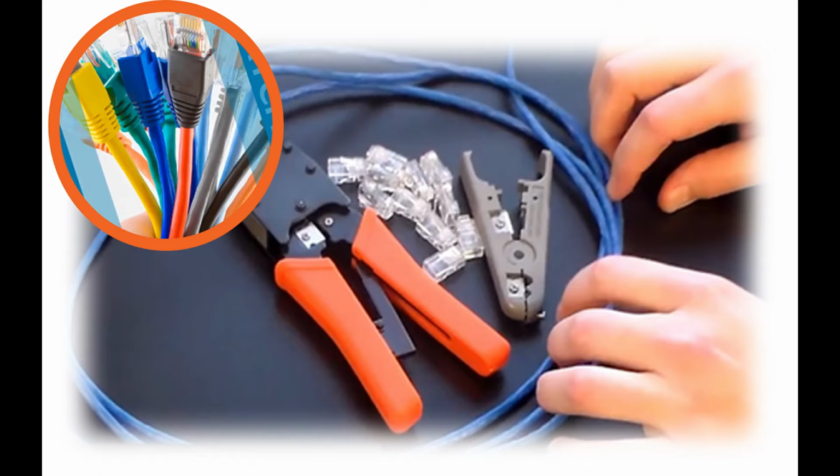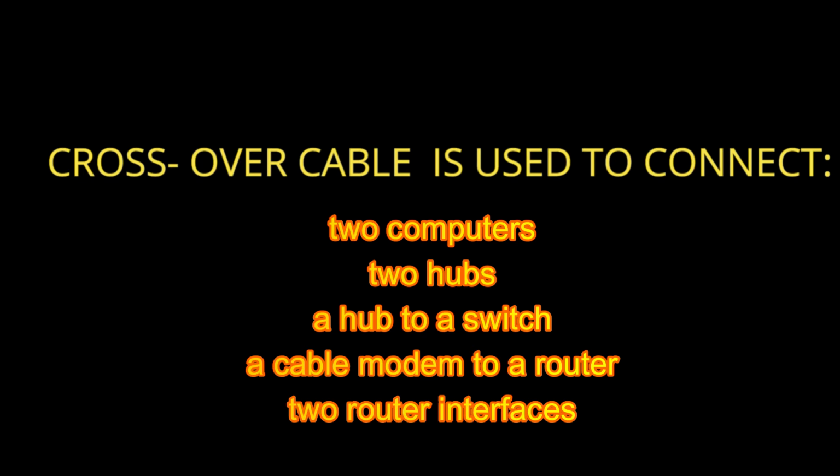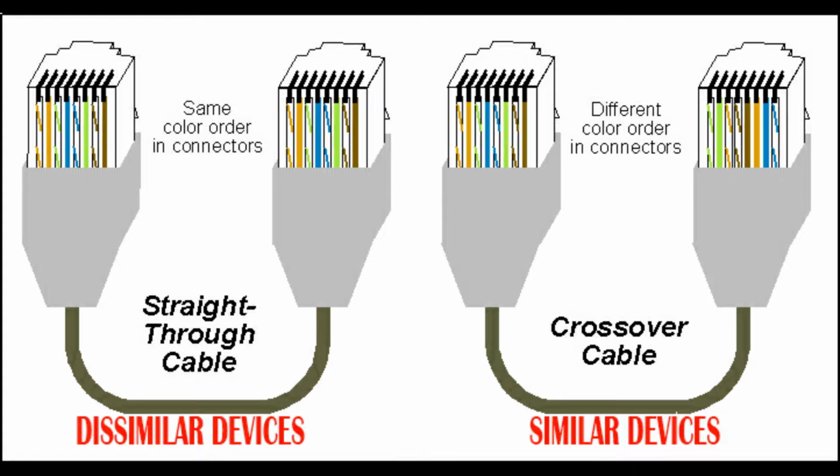So those are the things that you need to remember in making a straight-through and crossover cable. And in addition, a crossover cable is used to connect the following devices. For example, two computers, two hubs, a hub to a switch, a cable modem to a router, and two router interfaces. So please be reminded that straight-through cable is used in connecting dissimilar or different devices, and crossover cable is used to connect similar devices.